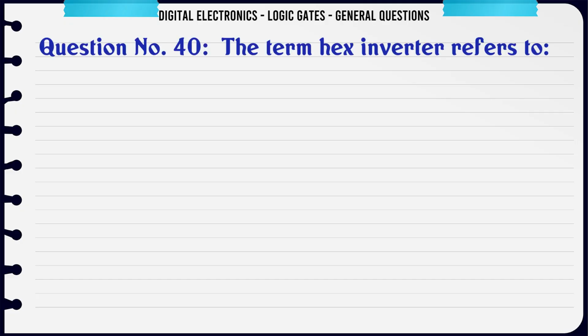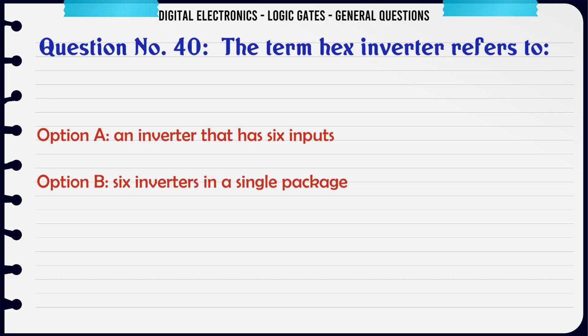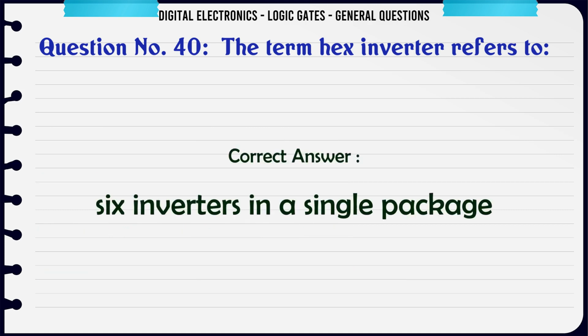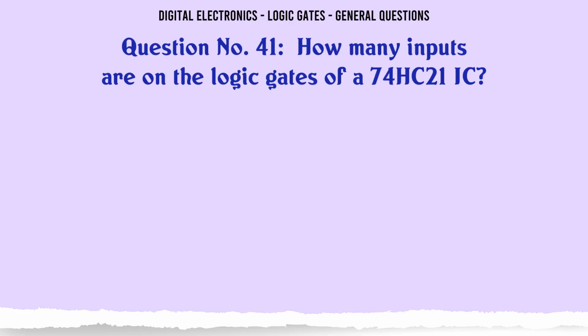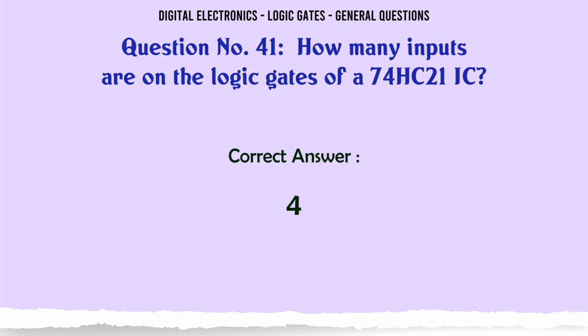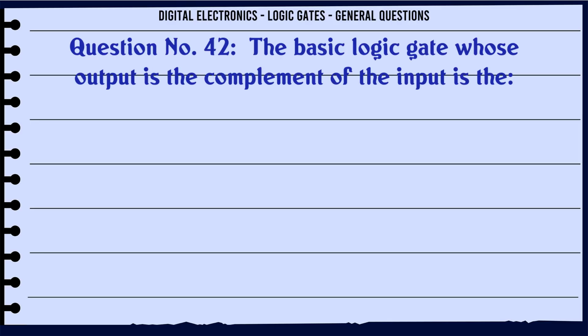The term hex inverter refers to A. An inverter that has 6 inputs, B. 6 inverters in a single package, C. A 6-input symbolic logic device, D. An inverter that has a history of failure. The correct answer is 6 inverters in a single package. How many inputs are on the logic gates of a 74HC21 IC? A. 1, B. 2, C. 3, D. 4. The correct answer is 4. The basic logic gate whose output is the complement of the input is the A. OR gate.